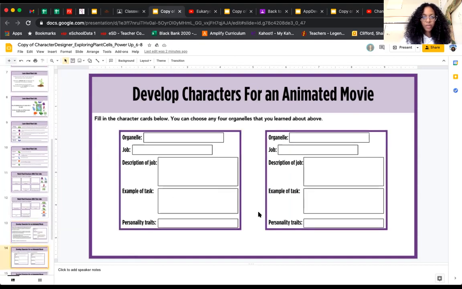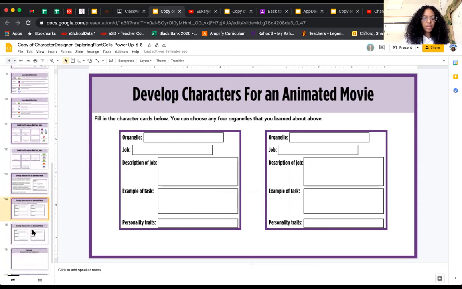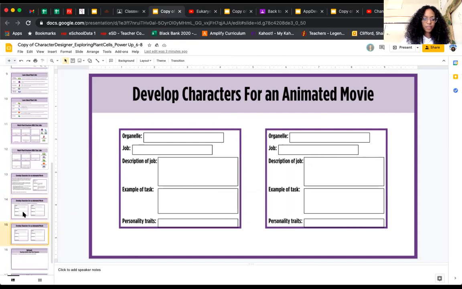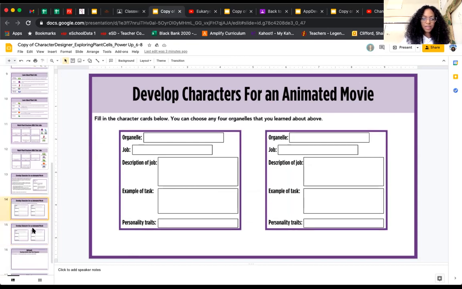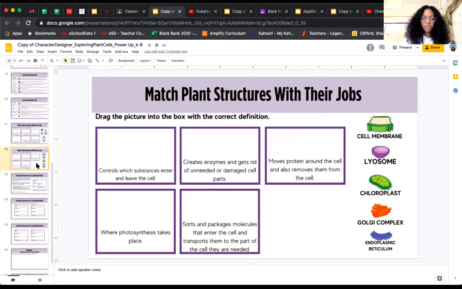So you've got 2 of the cards here. You're going to fill in the character cards as best you can. You can pick 4 of the organelles that you learned about above. Since the nucleus is already done for us, 1 out of the 5. So 2 can go on this slide and 2 more can go on the next one. Again, you've got lots of options for whichever organelle you'd like to use. Think about which one's your favorite or which ones you think are easiest to turn into people.